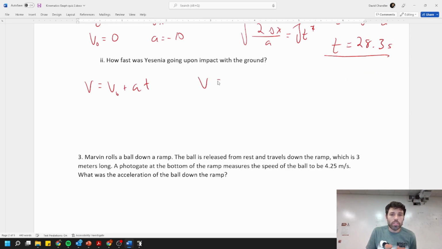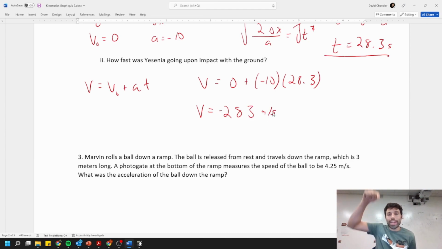So our final velocity v equals 0 plus a, which is negative 10, times 28.3, and we get our final velocity equal to negative 283 meters a second. And again, negative sign because she's going down, right? Falling down, we call that negative. And there you go.